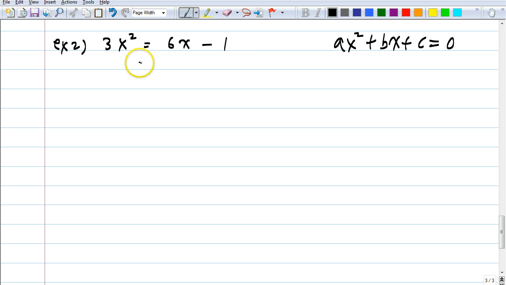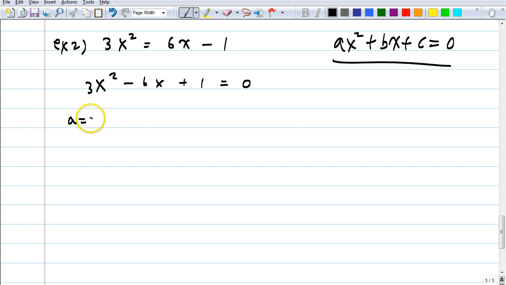So don't just blindly figure out your ABC. You have to rewrite it in the correct form. You understand? So you should rewrite this as what, guys? 3x squared minus 6x plus 1 equals 0. Now once it equals 0, you're ready to figure out what your ABCs are. What's your A, guys? Your A is 3. B is negative 6. C is equal to 1. Go ahead, everybody try. You should be careful. Sometimes they don't give it to you in that standard form. Does that make sense?